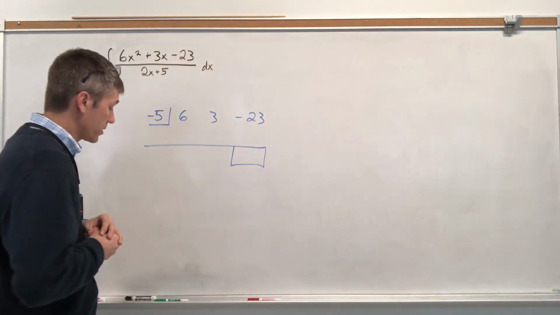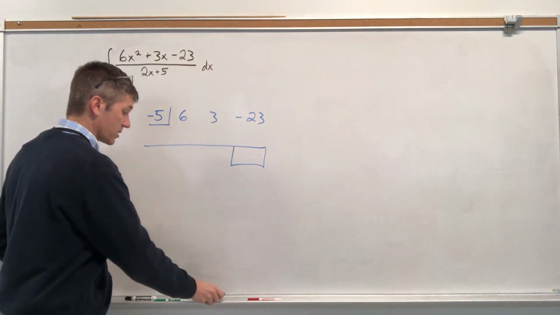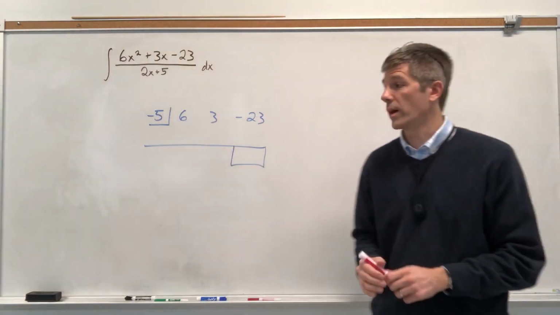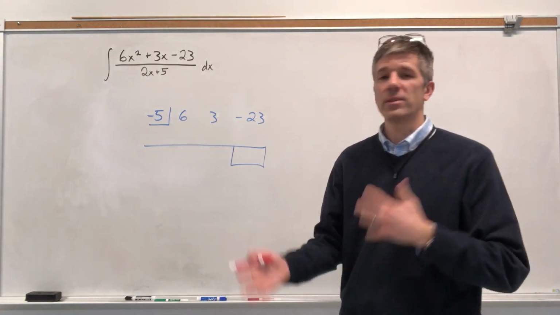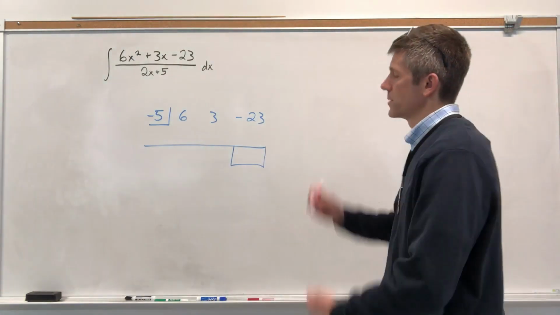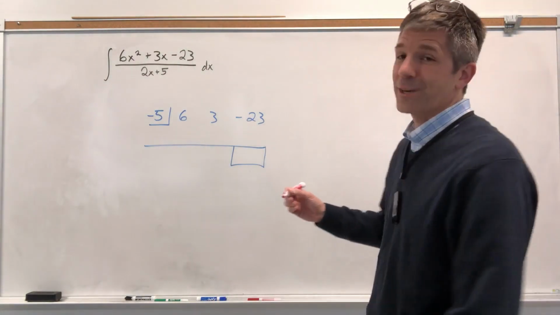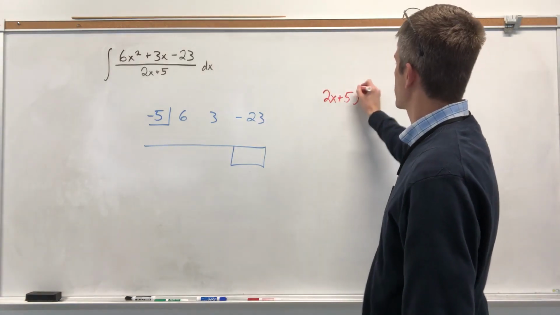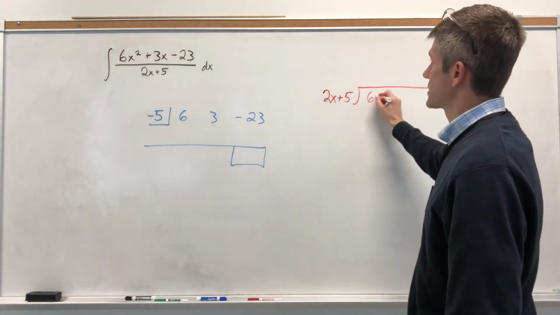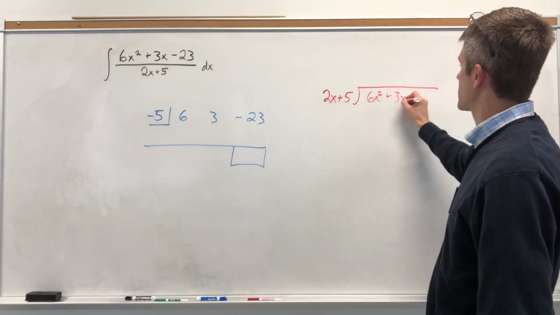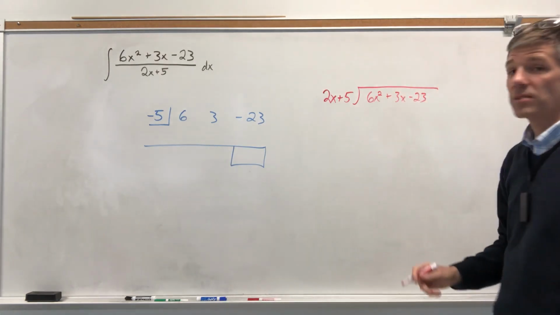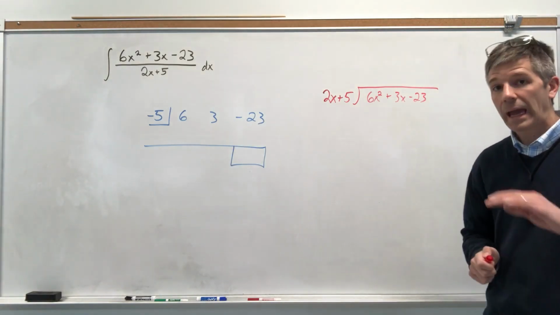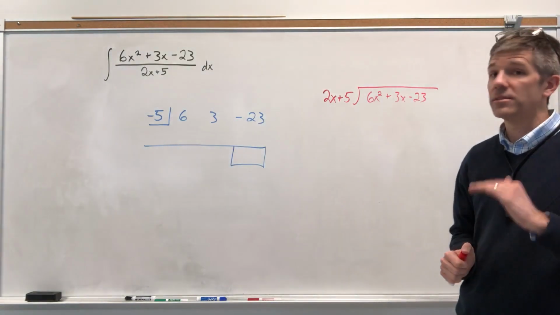We'll deal with that in a second. However, the traditional way that this is often done is with long division, and I'm not going to do this one this way, but a lot of instructional videos you might see would have it written 2x plus 5 goes into 6x squared plus 3x minus 23. Okay, so I'm about to show you a way to do synthetic division with any linear divisor.